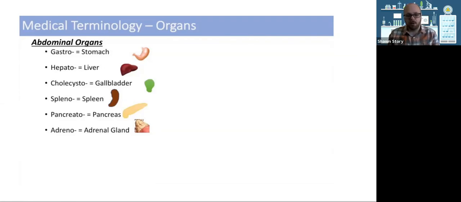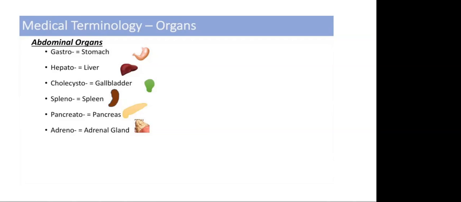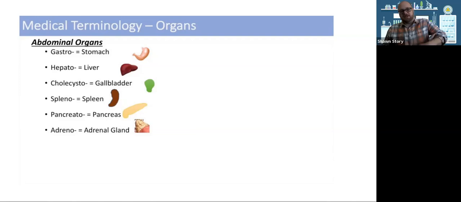And so our first group is organs. Here's our list of organs and all of our root words that are connected with it. Gastro, meaning stomach. Can you think of any words that have gastro in it? Gastrointestinal, yep. So that's your stomach, and then intestinal, your intestines.